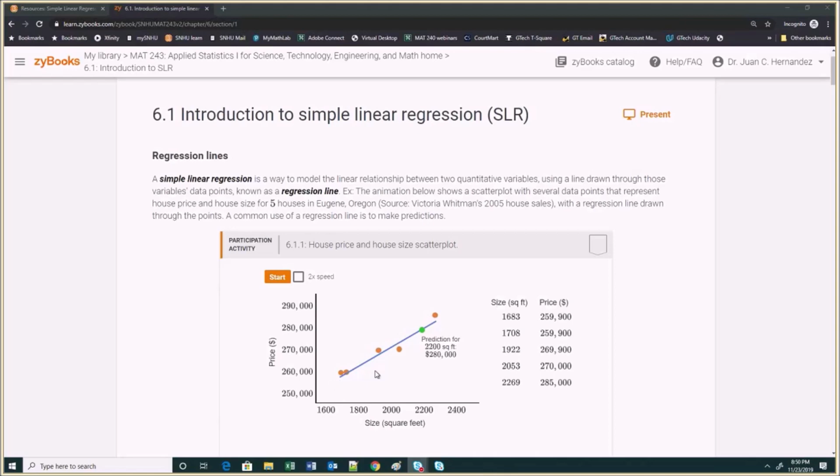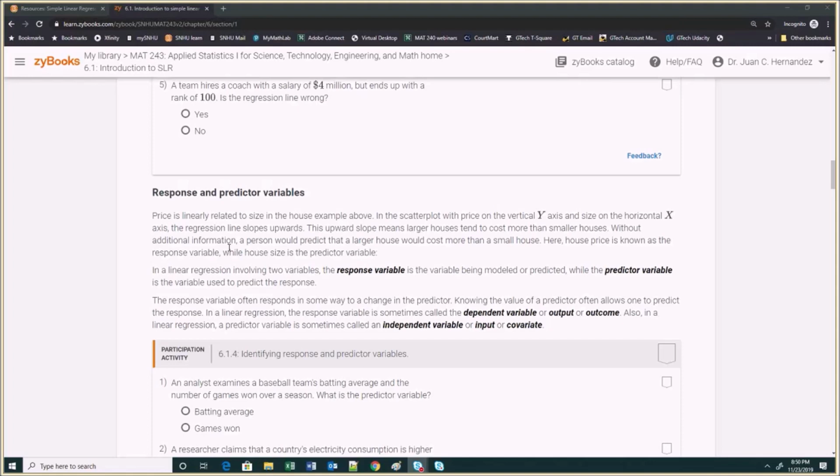that is given here. I have with me Professor Wan. So Professor Wan, what is a response variable? And what is a predictor variable? So the response variable will be in your y-axis because that is the variable that responds to the changes in this case, the size of the home.